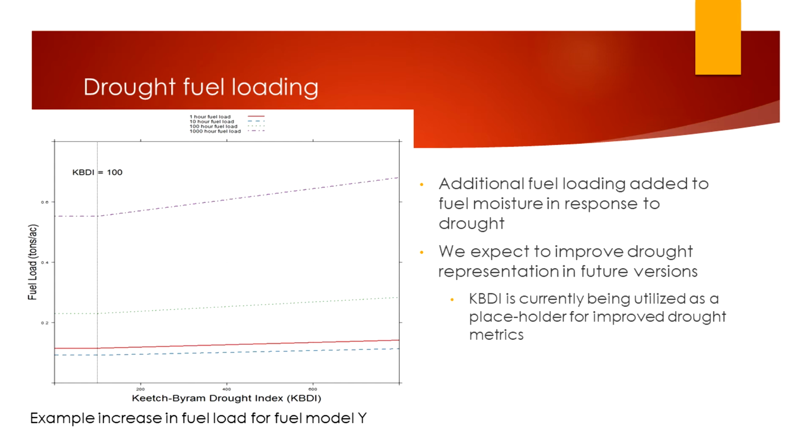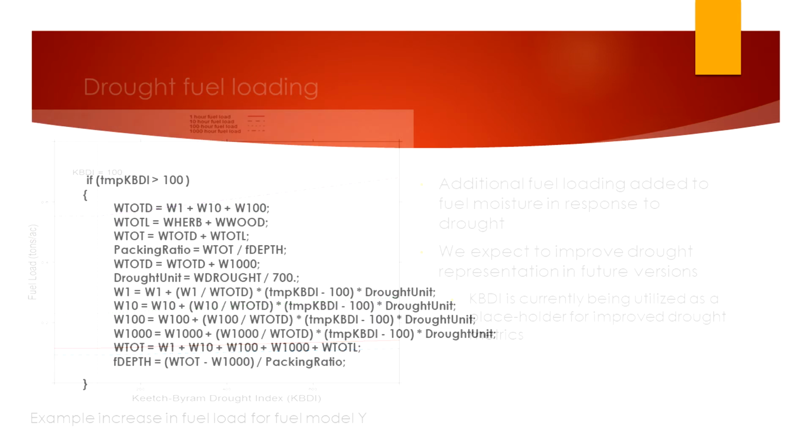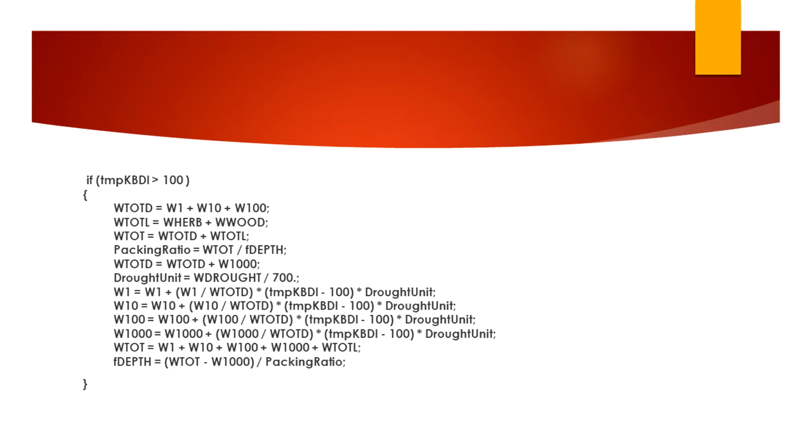If you ever wonder what Fire Family Plus looks like on the inside, this is it. It seems a little intimidating, but what I want to draw your attention to is just this W right here. That is the drought fuel load corrected 1,000-hour loading. And all it is is a combination of the initial loading plus the 1 hour fraction of the total dead loading times this little factor of KBDI. And then this is just the incremental drought loading that gets added to it.